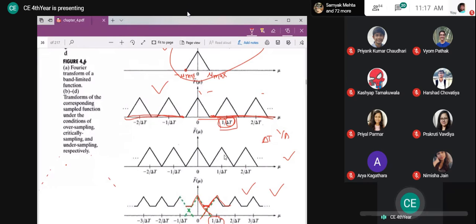Okay, what is a low pass filter? What does low pass suggest? Which frequencies are passed, high frequencies or low frequencies? Low pass filter will pass which frequencies, high frequencies or low frequencies? Tell me.